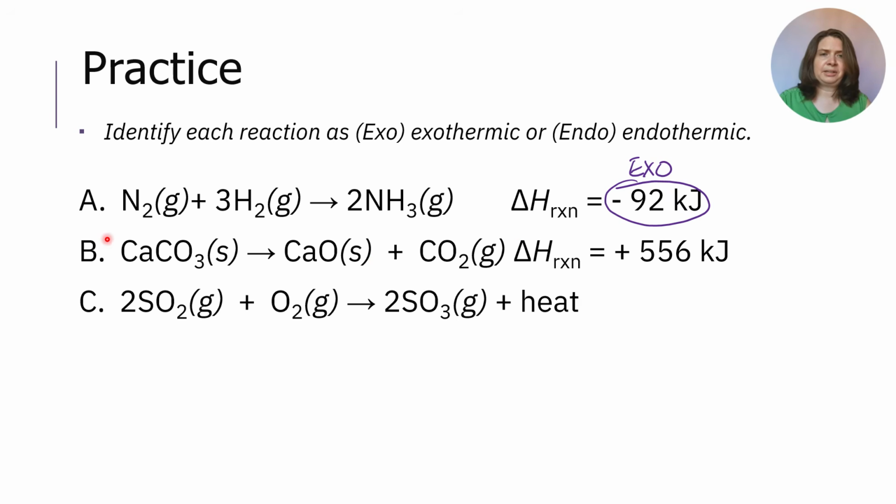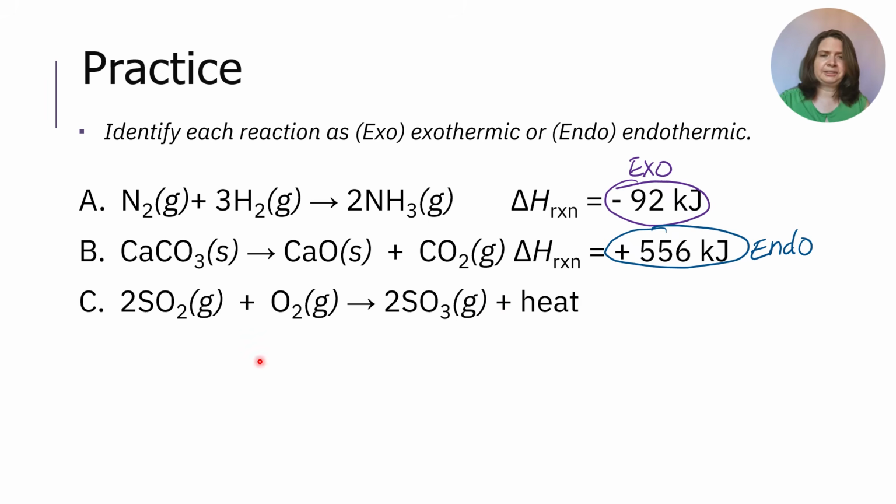Our second example is calcium carbonate produces CaO, calcium oxide, plus carbon dioxide gas. Delta H is positive 556 kilojoules. Because delta H is positive, this reaction is endothermic.